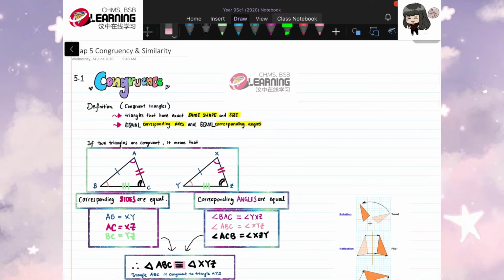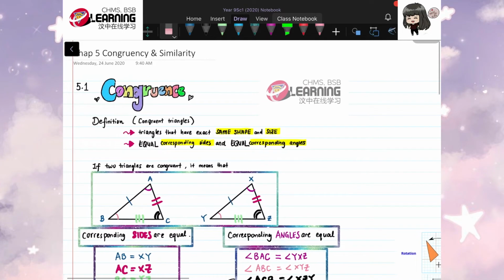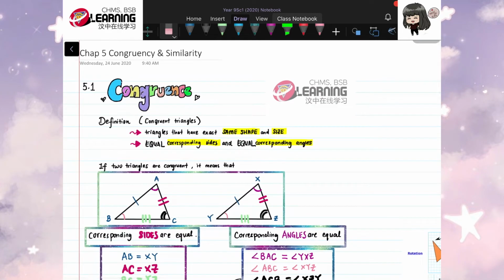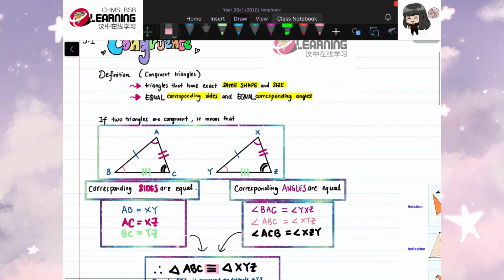We have learned about congruence last lesson. Let's recap again what congruence means. Congruent triangles are triangles that have the exact same shape and size, and they have equal corresponding sides and corresponding angles.